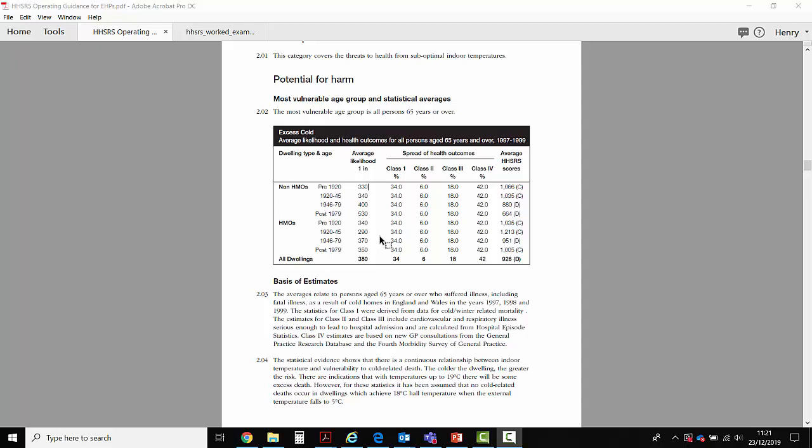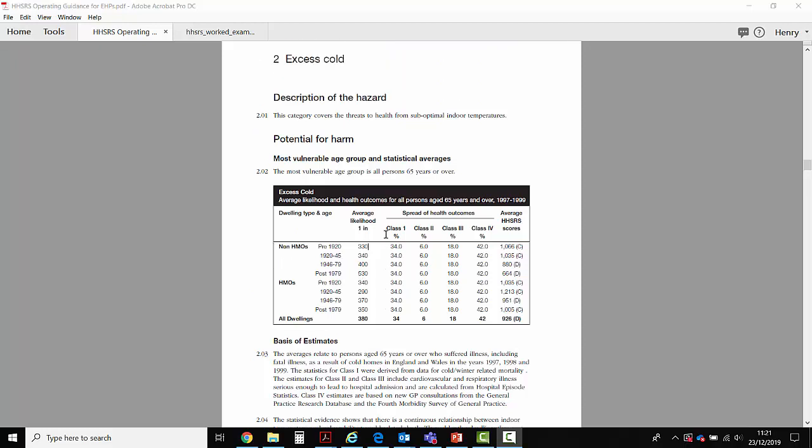And then each one of the hazard profiles has this really useful little table which says that for certain types of property, this is what the average scores are for the property. So it says whether they're HMOs or non-HMOs. Now, an HMO is a house in multiple occupation, a property which is occupied by 3 or more unrelated people who are sharing amenities and paying some form of rent. When I say amenities, I mean bathrooms, WCs, and kitchens.